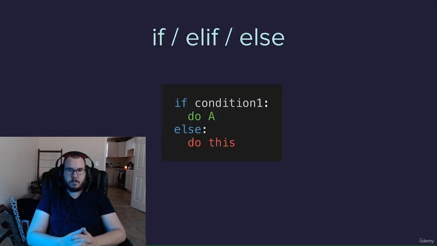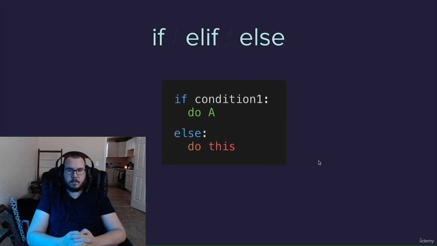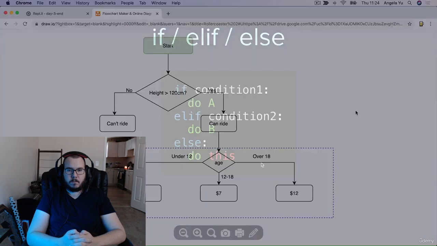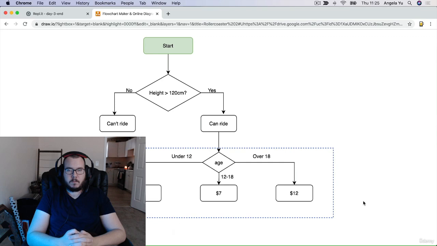Well, we could use something called the elif. Instead of having a simple if-else statement where there's only one condition, if it's true, do this, otherwise do that, you can add as many elif conditions as you want. So we can check for condition 1. If that's true, then do A. But if that's not true, then we can continue and check for condition 2. If condition 2 is true, well, then we can do B. And finally, if none of those conditions were true, we can do this final thing. Our flowchart now looks something like this. And this is the logic that we're trying to program.